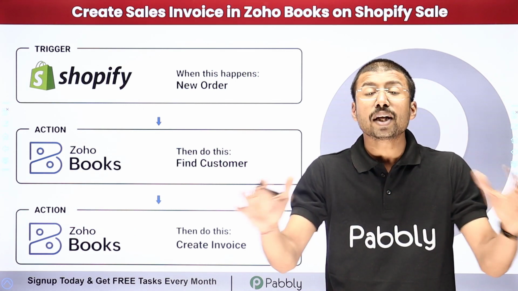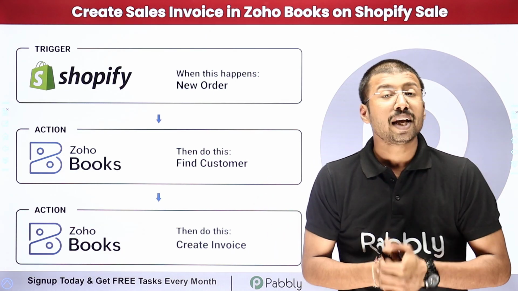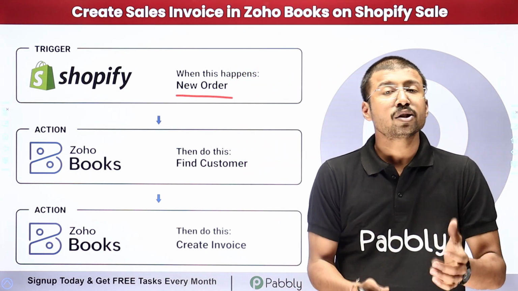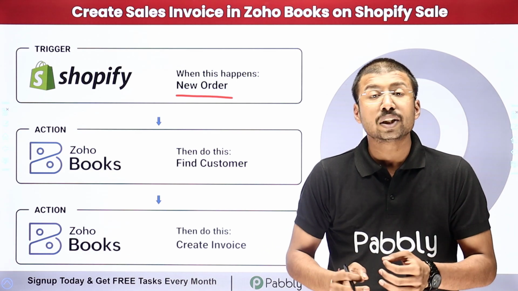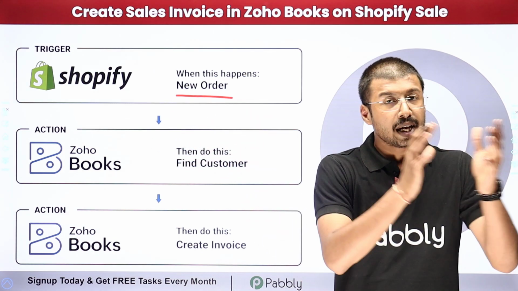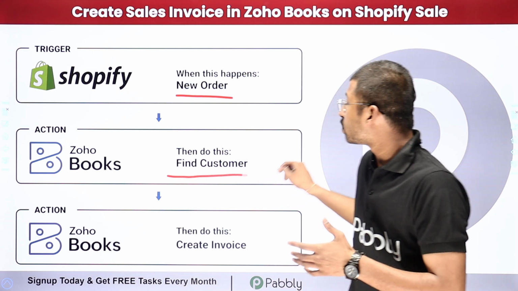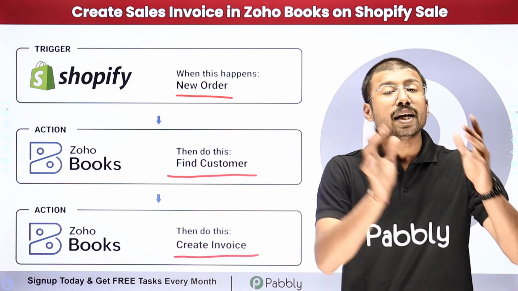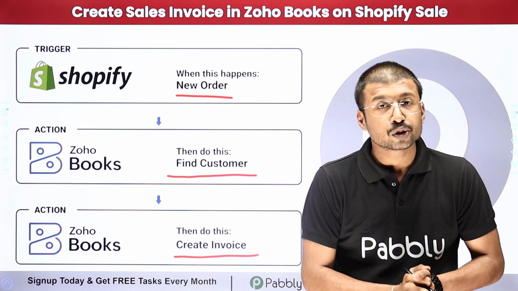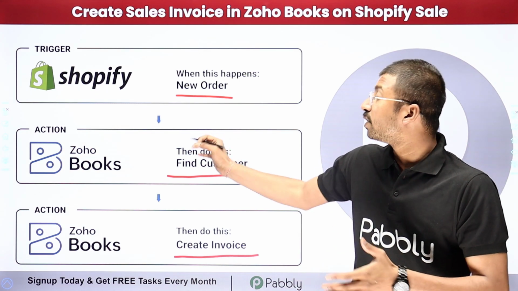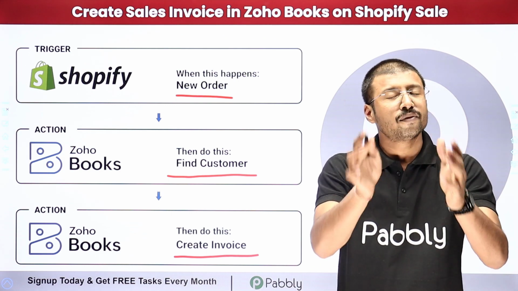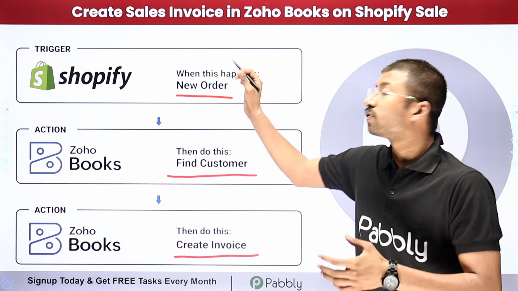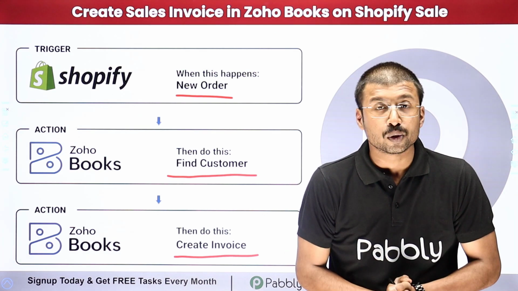So let me tell you, you can completely automate this process. In this automation, as a new order is received in our Shopify store, first we are going to search for the customer who placed the order in our Zoho Books account. If the customer does exist in our Zoho Books account, then we are going to directly create the invoice for them. And if the customer who placed the order on the Shopify store does not exist in our Zoho Books account as a contact, then first we are going to add that customer as a contact, and then create the invoice for the same customer, for the same order.